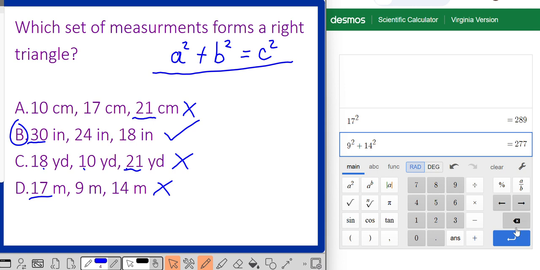You know what? I'm going to try my way just to show you that my way will work for the one that does work. Okay, so let's go up here to B just to double check. Largest number is 30. 30 squared is 900. Now I'm going to take the two legs, the two shorter sides. 24 squared plus 18 squared. They are both 900. So that is the only set of measures that forms a right triangle.